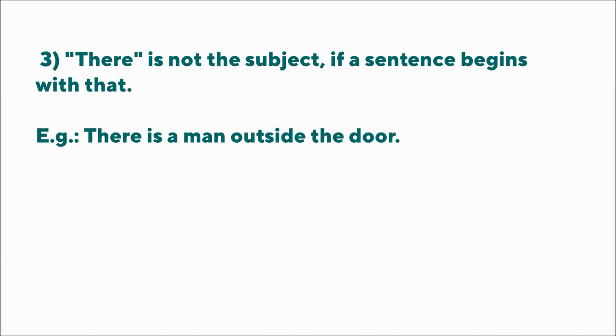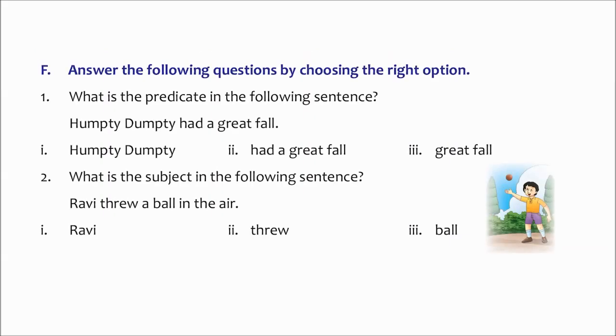Sentences beginning with there are often confusing. Always remember that there is not a subject. There is a man outside the door. Here, man is the subject, not there. There is also an exercise that's given to practice what we just learned.